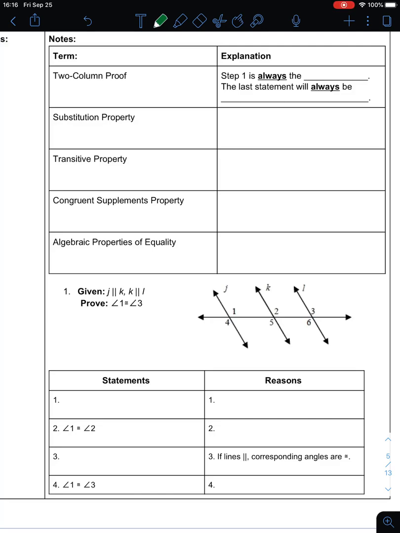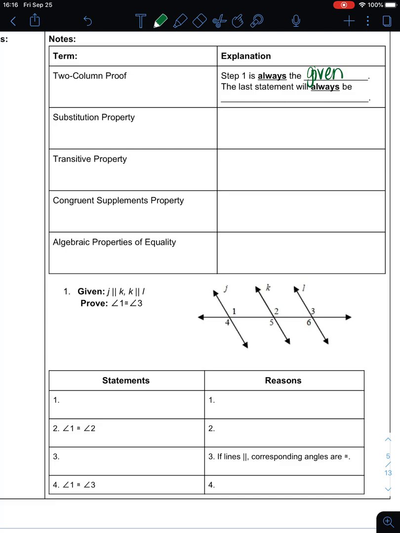In order to do parallel line proofs, we need to discuss some properties that we're going to use. Our goal is to be able to take parallel lines and then prove things that occur because those lines are parallel. So we do this using a method called two-column proofs, and it's basically just a way of being able to write our statements and state our reasons. So it's just like we do in class. What do you know and why do you know it?